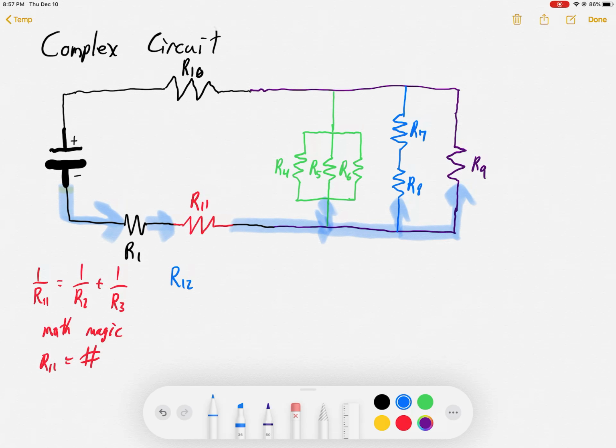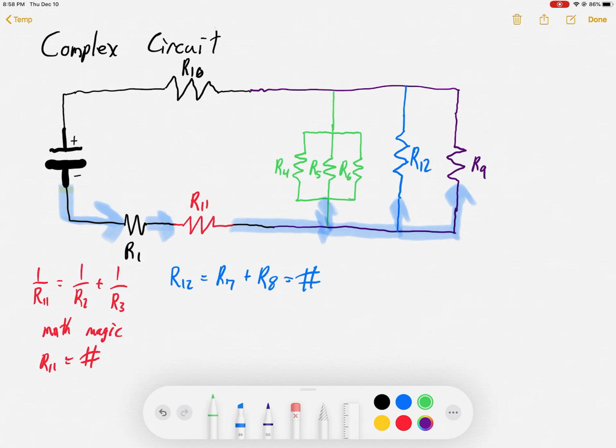So what I'm going to call R12 is just the sum of those two resistors. And so it will act as a single resistor, because you're going to get some number, and I'm just going to call that R12. I don't know what that number is, but that's what's going to happen.